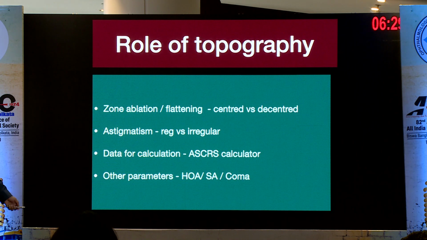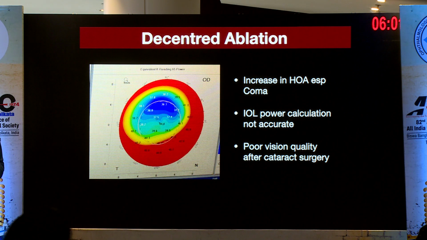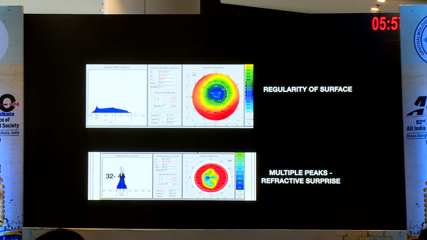So what is the role of topography? Topography is very important in these patients because of these things. We'll come to them one by one. Basically it will tell you what is the ablation in that particular patient. We all know that if there is a decentered ablation, there is a chance that the patient will have increase in higher order aberration, especially coma, which would mean that the patient will have poor visual acuity post cataract surgery. So this has to be warned to the patient beforehand. Again, the IOL power calculation may not be that accurate in these patients.